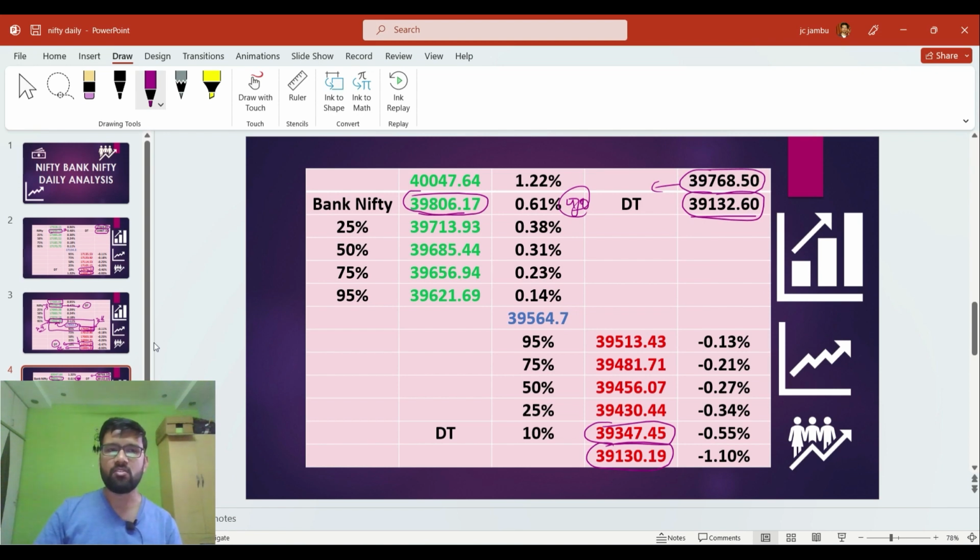So I avoided taking entry in Bank Nifty, because I was waiting for the market to close below the previous support point, that is the 39,419 level. Even though the market has closed below the 39,419 level in today's session, I didn't take any short positions because of the very high volatility.